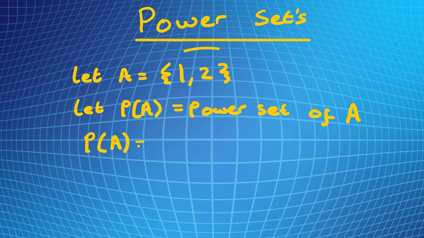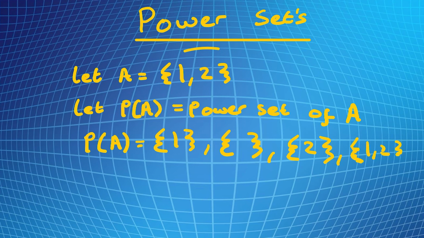If A is the set that contains 1 and 2, and P of A is the power set of A, then P of A is the subsets: the empty set, which is given the two squiggly lines with nothing in them, the set with element 1, the set with element 2, and the set with elements 1, 2. And those are all the possible subsets that can exist within A. And that's a power set. We're going to look more into them in the future.